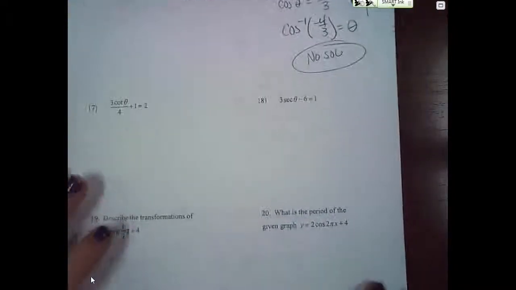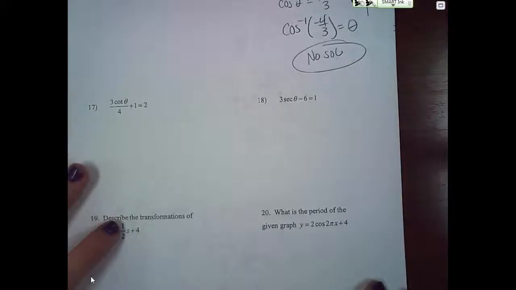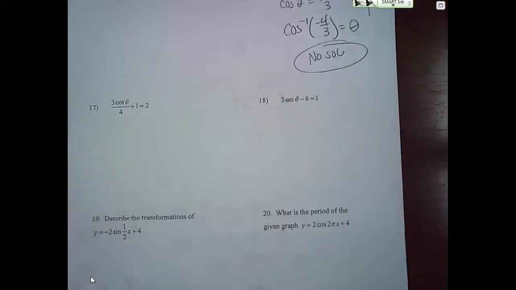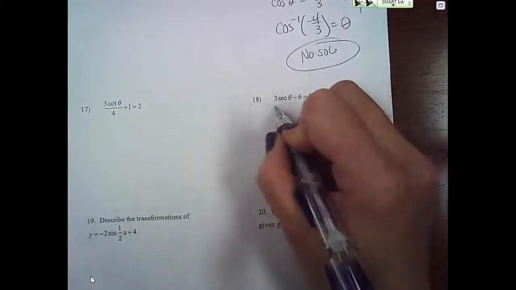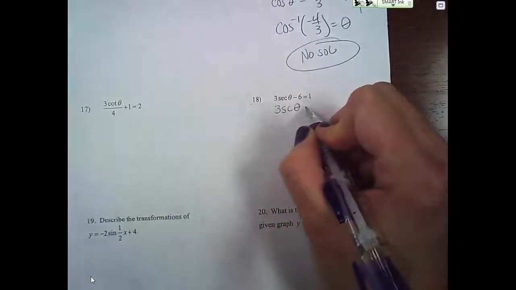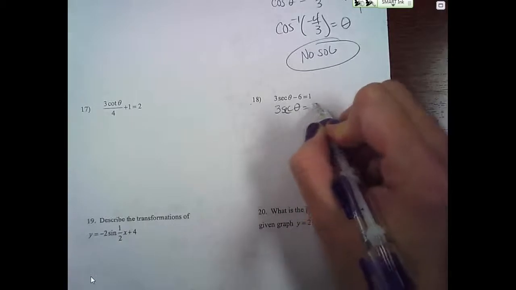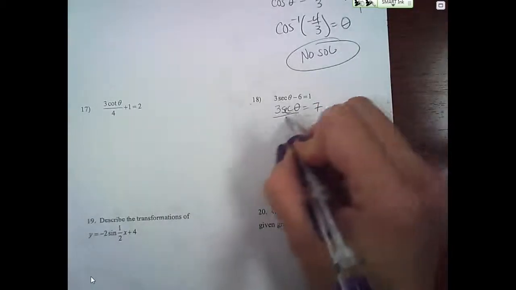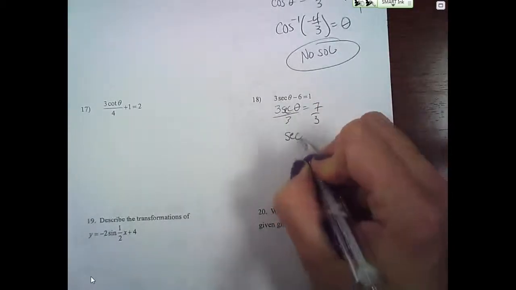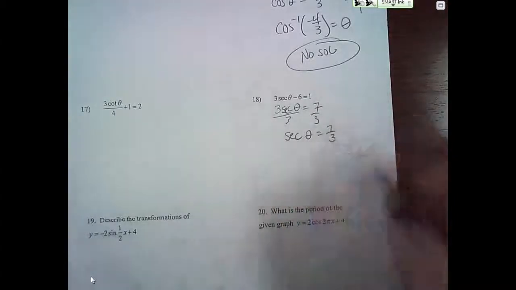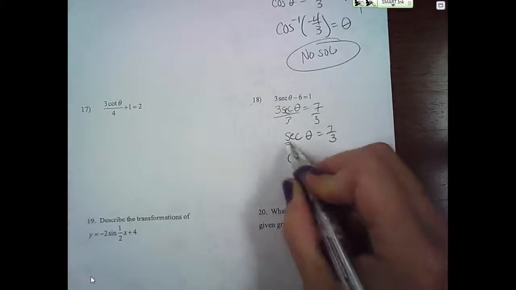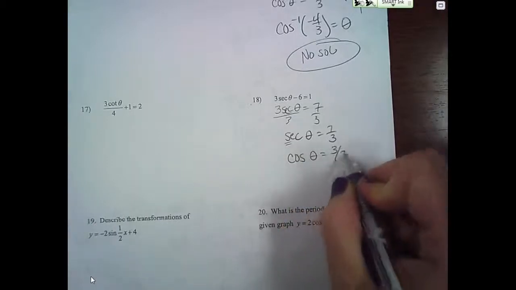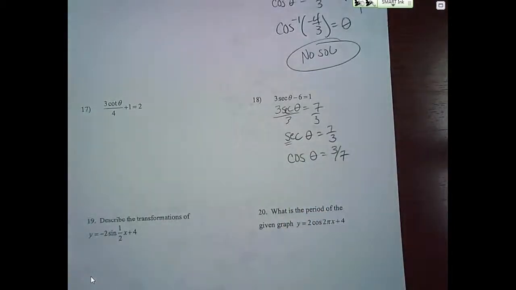Alright, I'm going to work one more, and then we're going to do these two real quick. So on 18, you're going to add 6 to both sides first. Then divide by 3. Okay, this is secant. The reciprocal of secant is cosine. And I'm going to flip it. It's the only time you flip it, remember?